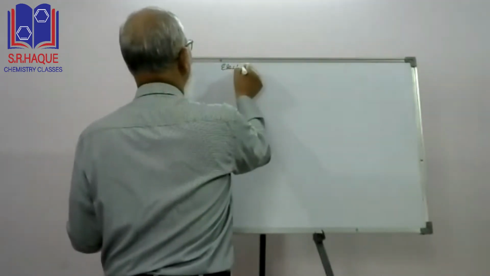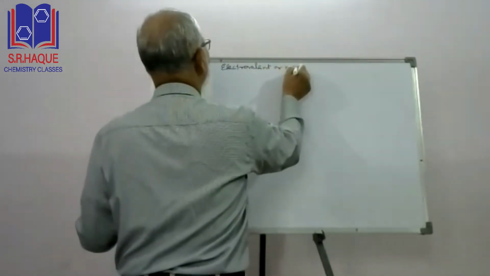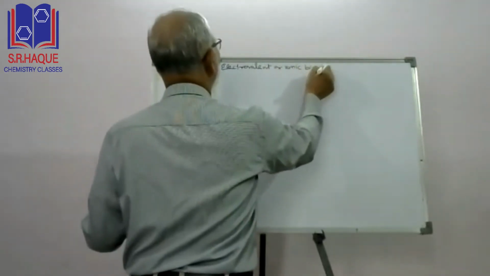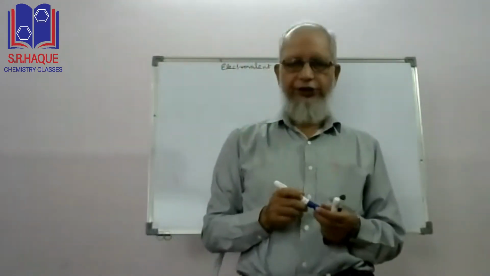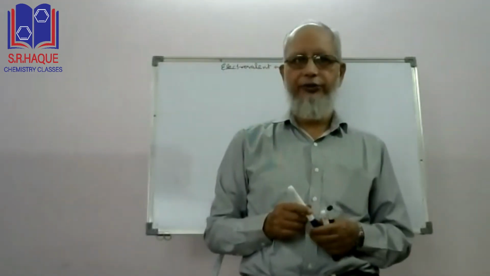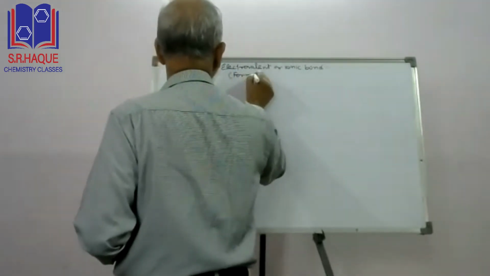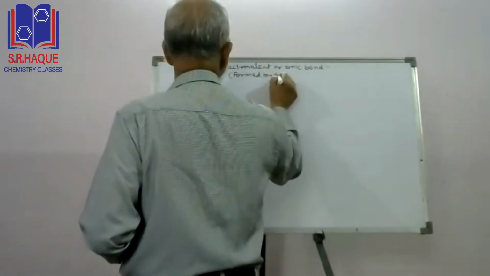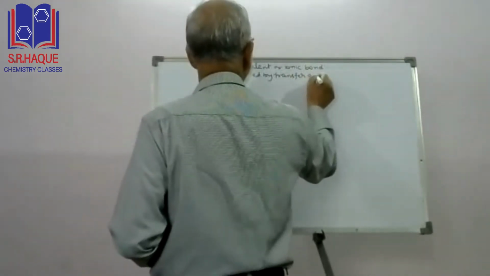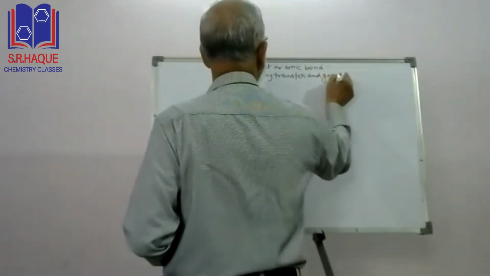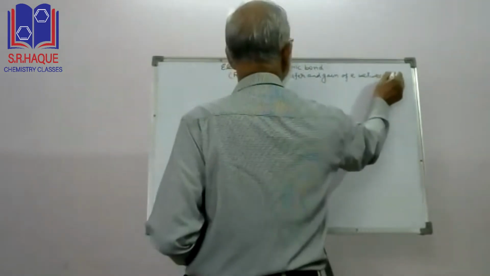Electrovalent or ionic bond. This type of bond is formed by the transfer and gain of electron between atoms.